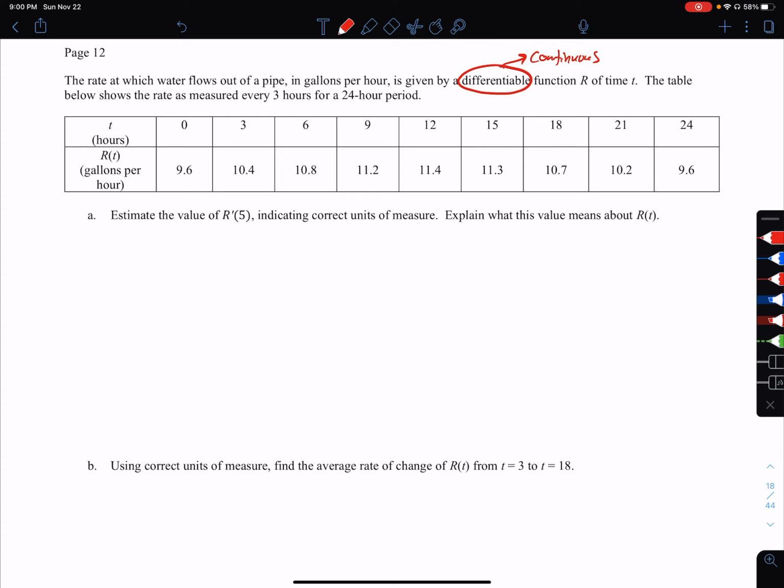Well, r prime of 5 is going to fit in here someplace between 3 and 6. So it would make sense to me to do this approximation. We are going to approximate it with the average rate of change of some x values that are close to 5, such as 3 and 6.